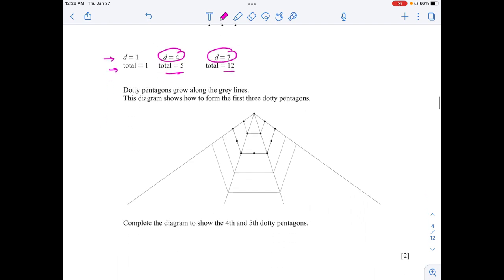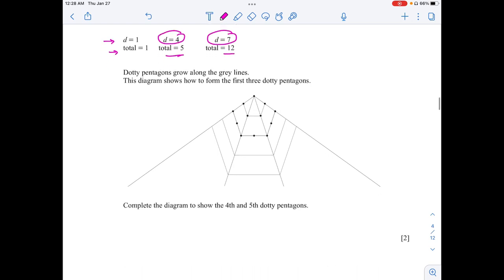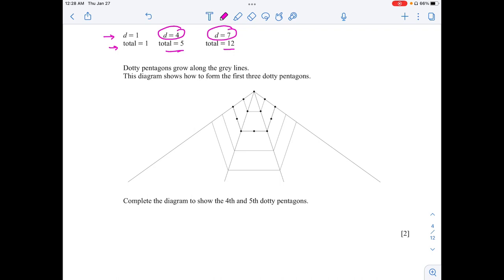Dotty pentagons grow along the gray lines. This diagram shows the formation of the first 3 dotty pentagons. Complete the diagram for the 4th and 5th. So I have to complete the diagram for the 4th and 5th pentagon. We can see that for the second pentagon there are 2 dots on each line. For the third pentagon there are 3 dots on each line. So obviously for the fourth pentagon there will be 4 dots on each line.